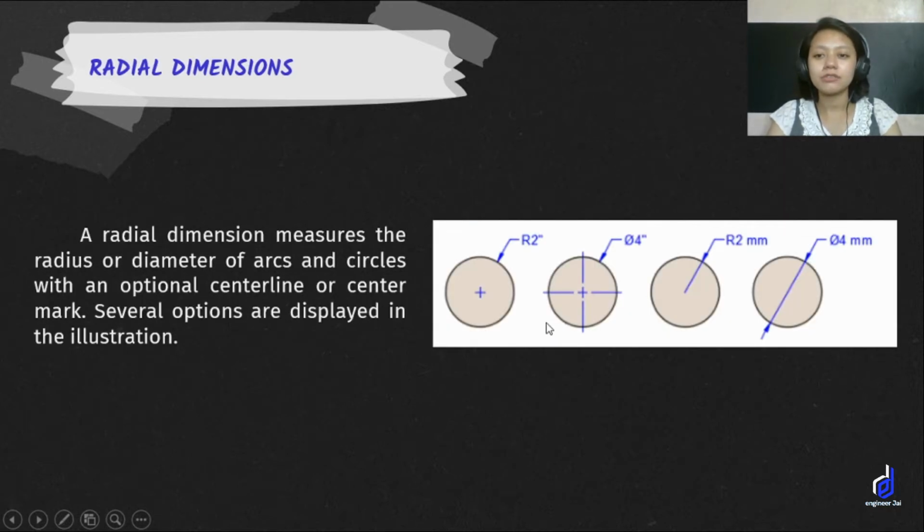Then, next is radial dimensions. A radial dimension measures the radius or diameter of arcs and circles with an optional centerline or center mark. Several options are displayed in the illustration. This one has the radius on the outside, then with a center point, then this one is diameter with a center point, then this one has no center point, radius, and here, diameter.